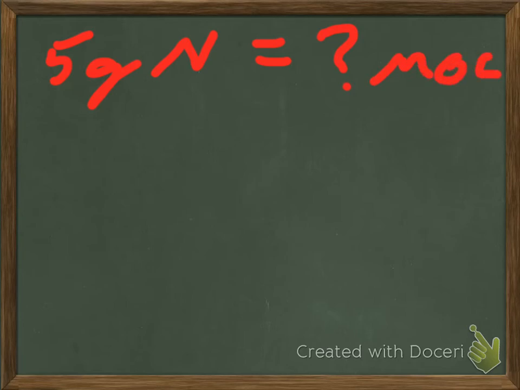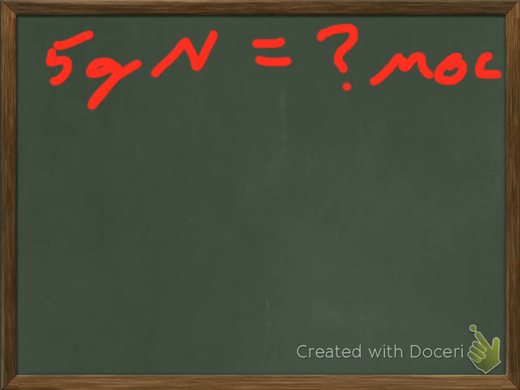So, for example, let's say I start with 5 grams of nitrogen, and the question is, how many moles is that? I have 5 grams, and I want to know how many moles that is. Well, if I look on my periodic table, I can tell that 1 mole of nitrogen will equal 14.01 grams. So obviously I have less than a mole, and I probably can't do this right in my head.